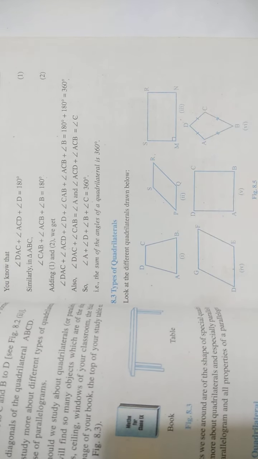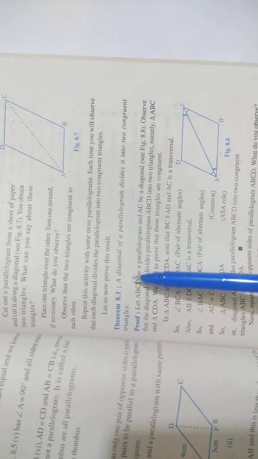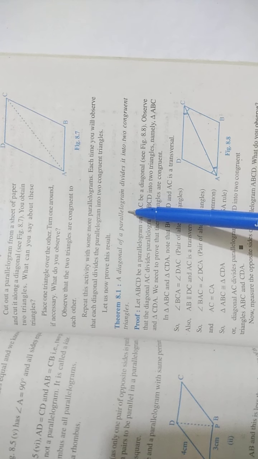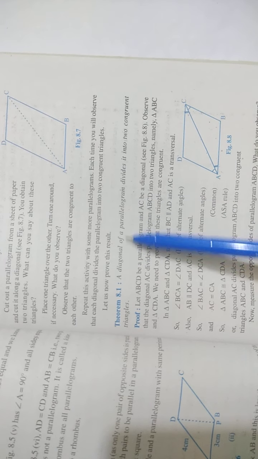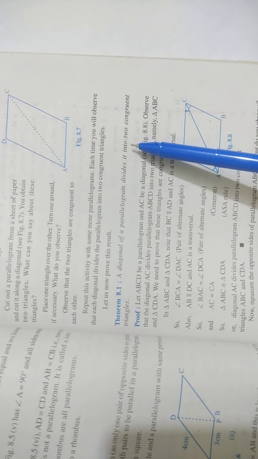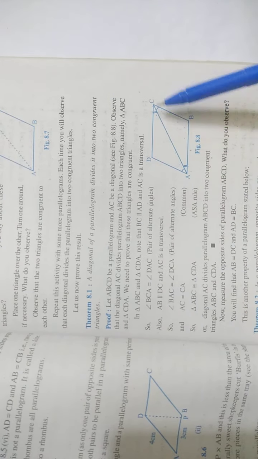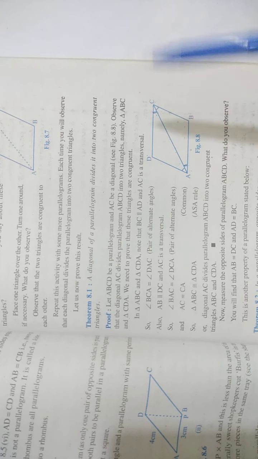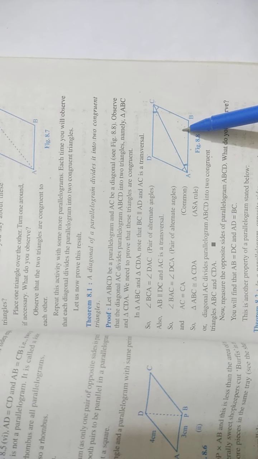Okay. Next theorem is about the diagonal of a parallelogram. What are the properties you have learned? That is the theorem. That one you have to prove. The diagonal of a parallelogram divides it into two congruent triangles. What is the meaning of this? If you draw a diagonal in a parallelogram, then you find two triangles and you have to show these two triangles are congruent to each other.